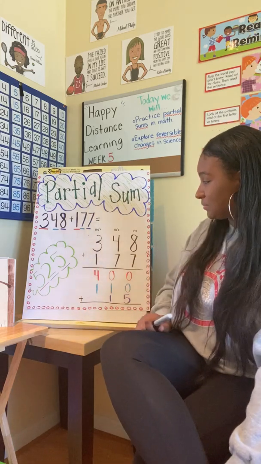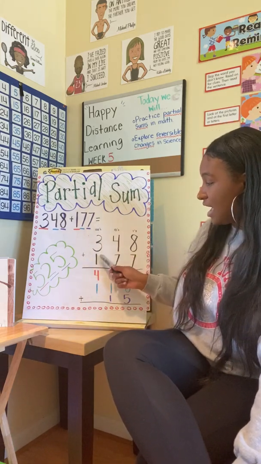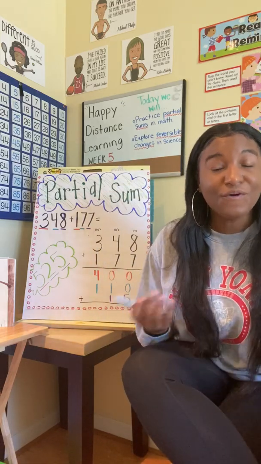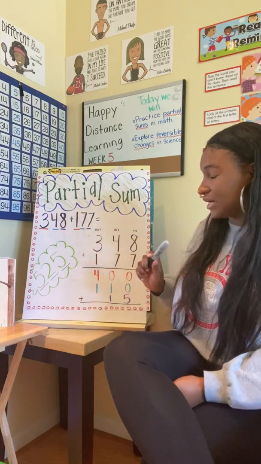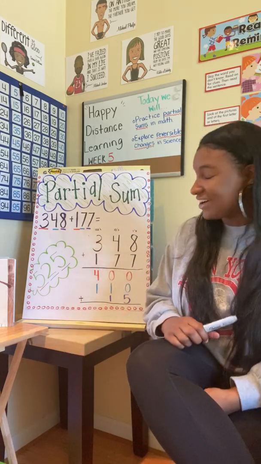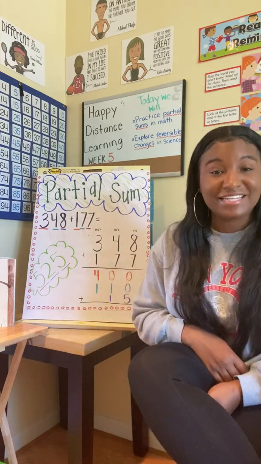So look at the hundreds place. We know there's a 3 and a 1. 3 plus 1 equals what? 4. Great job. So 300 plus 100 will equal 400. Great job.